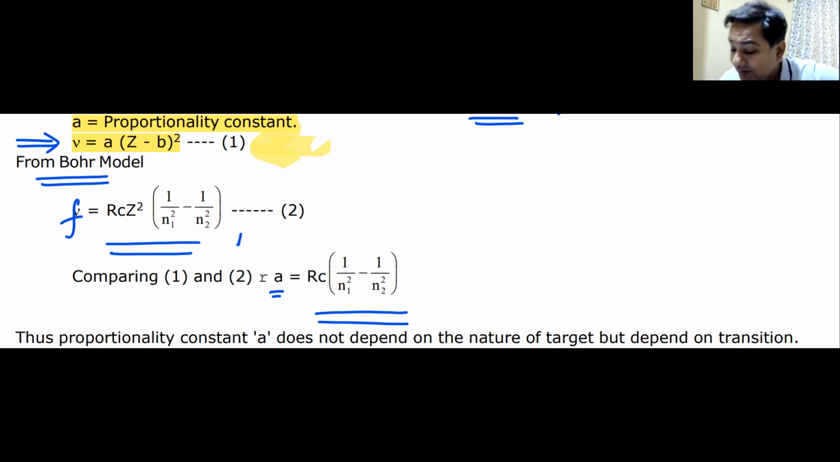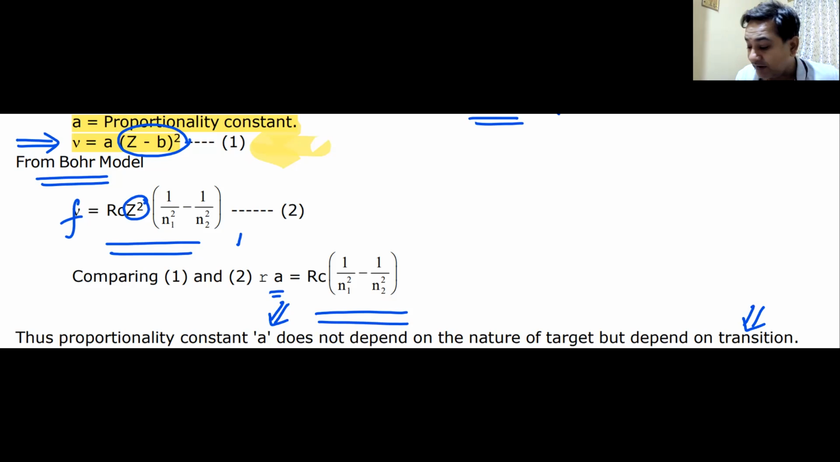The only difference is that here they have Z square, which Bohr said it should be proportional to. Moseley is saying that this is not proportional to Z square. It is actually proportional to (Z minus b) whole square. Do we understand the difference? And therefore, he corrected the Bohr model. This proportionality constant A, according to the Bohr model, is only dependent on Z. But Moseley found out that it is not only dependent on Z, but also dependent on the transition from where to where the transition is happening. Do we understand this?